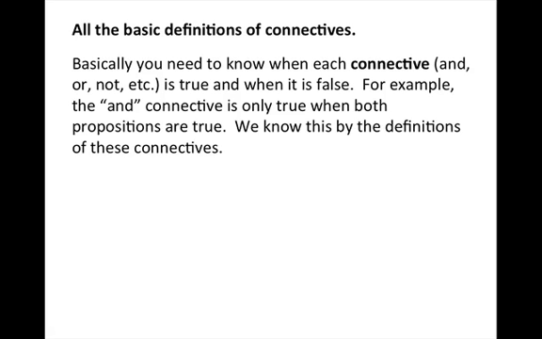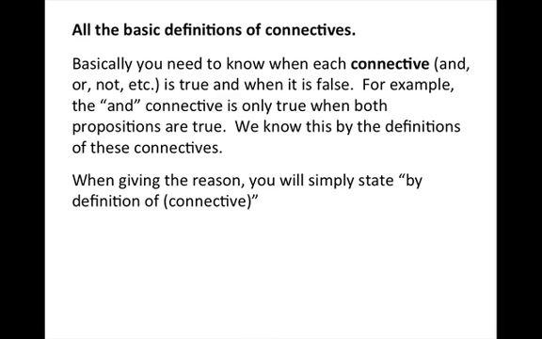Your first tool are all the basic definitions of the connectives. Those can be used as your proof for a reason. So basically, you need to know when each connective, which is the and, the or, the not, the biconditional, the implication, you need to know when each of these are true and when they're false. For example, the and connective was only true when both propositions were true. And we know this by the definitions we were given for these connectives.